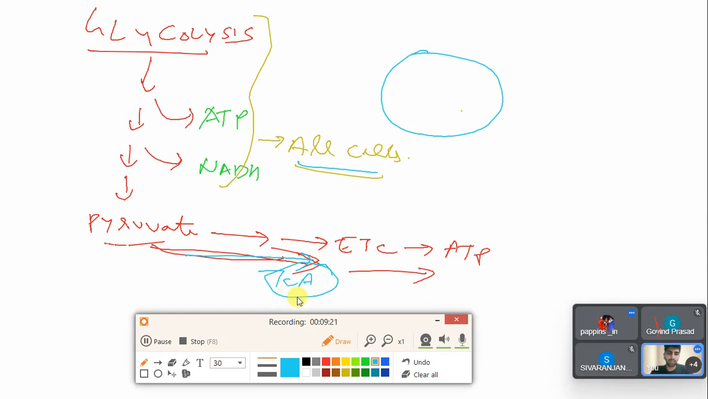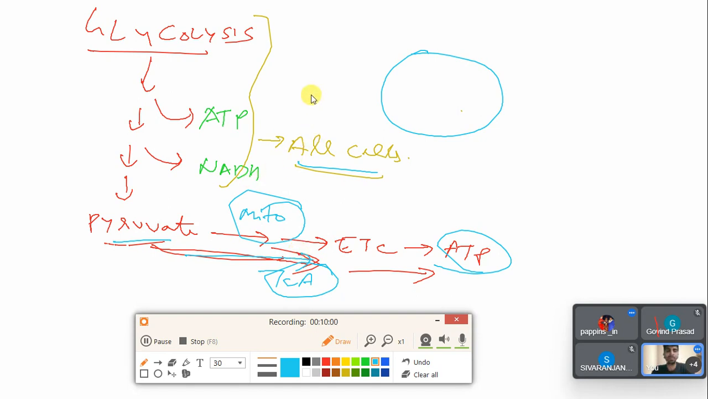Where does the TCA cycle occur? Let me frame that differently: where does the electron transport chain occur? That might be an answer. Mitochondria. Yeah. So the first thing: in order to convert this pyruvate and get into the ETC to get ATP, we need mitochondria first. Okay, this is the first requirement. So what is the second requirement?